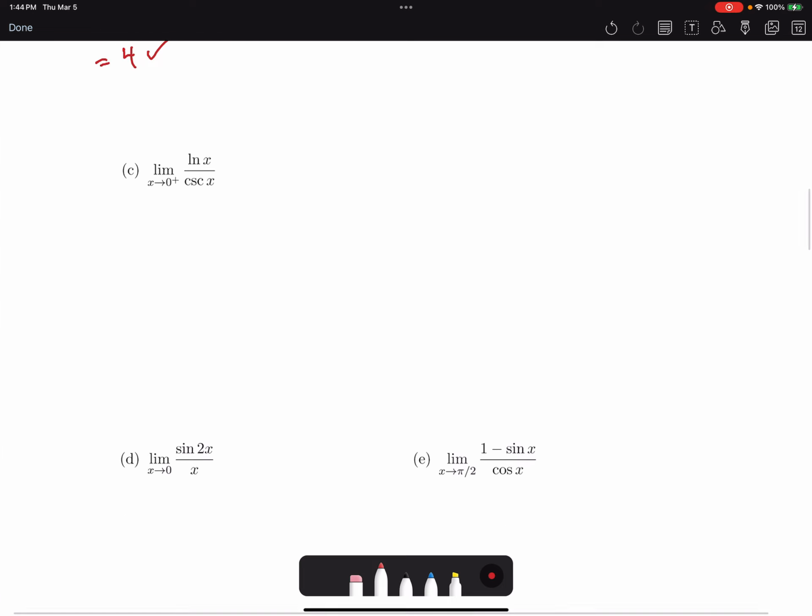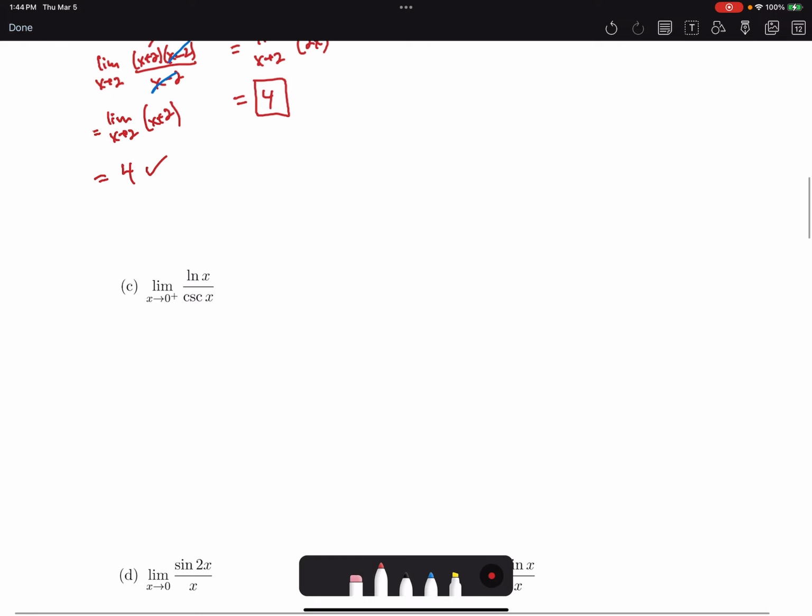Let's look at part C. We have limit as x approaches 0 from the right of the natural log of x over cosecant x. So in order for us to get a handle on this and determine if we should even be using L'Hopital at all, I think it would be good to write out what the graphs of these things look like. So find some blank space on your notes, and let's remind ourselves that this is what ln of x looks like. And cosecant x.